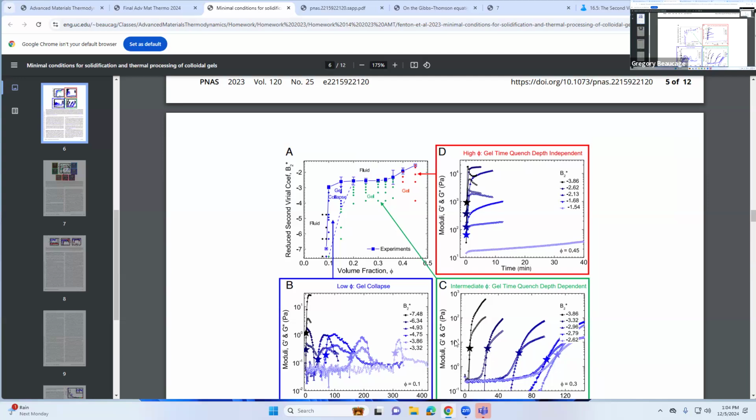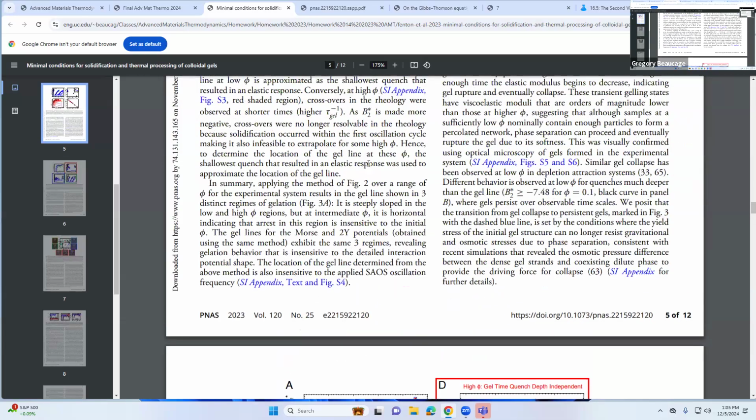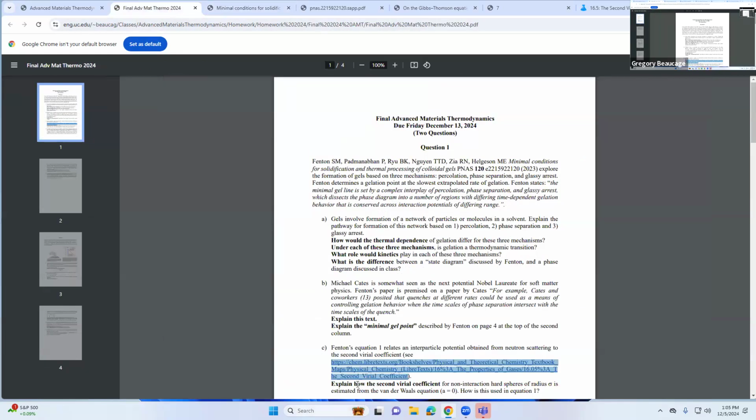I guess this has a fixed modulus, so the green has a fixed modulus. So G prime, G double prime are the same across the different temperatures for the green one, and for this one, they're different. And he explains that in the text. I don't remember exactly how that works. Anyway, it's kind of a long paper, so maybe just skim through it and get what you can from it, and then see if you can do these questions.